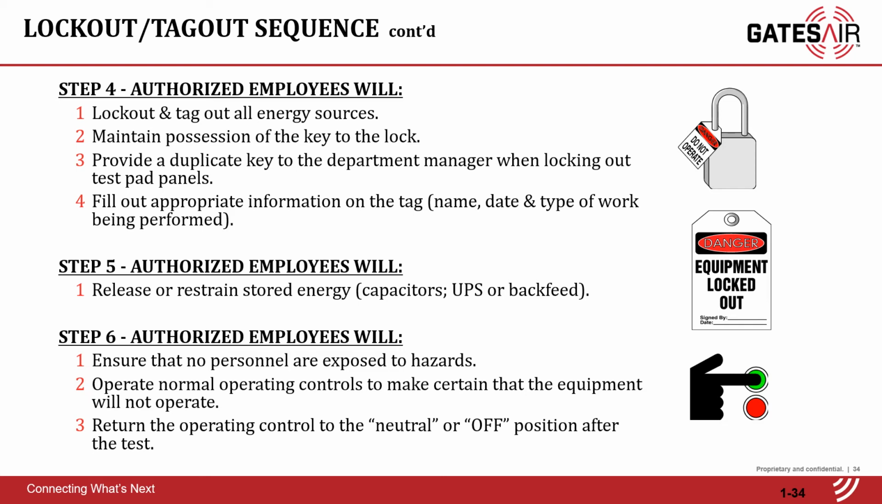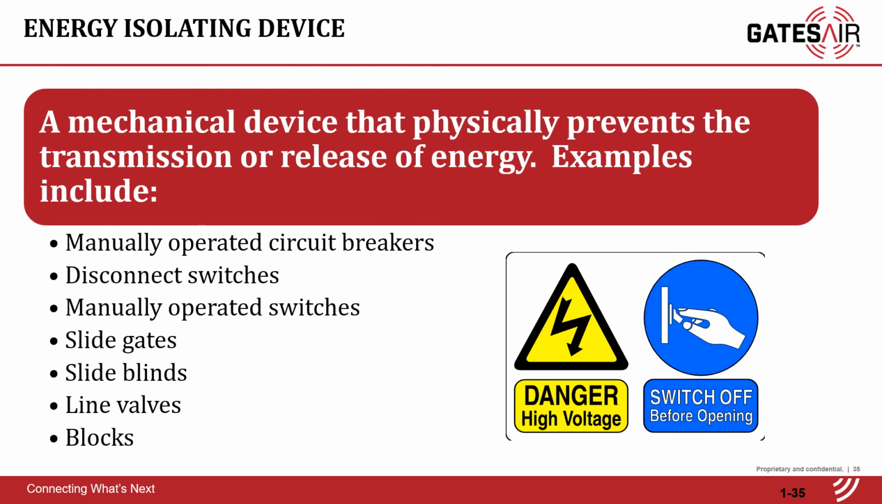Make sure no personnel are exposed to hazards, and then operate the normal controls to make sure the equipment is off. Return the controls to the normal, neutral, or off position. The device can be anything that physically prevents the transmission or release of energy, including manually operated circuit breakers, disconnect switches, glides, slides, valves, and blocks.